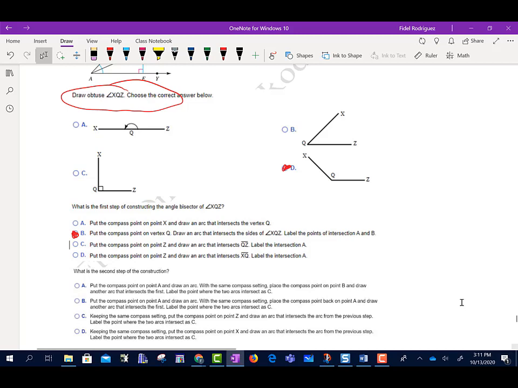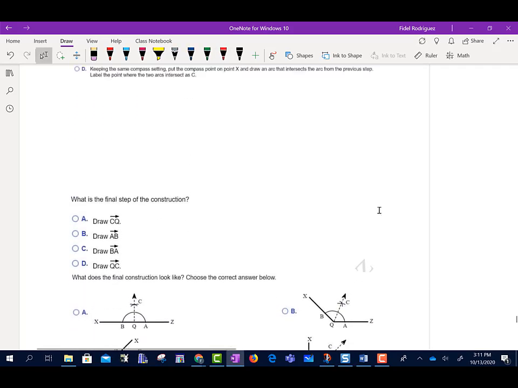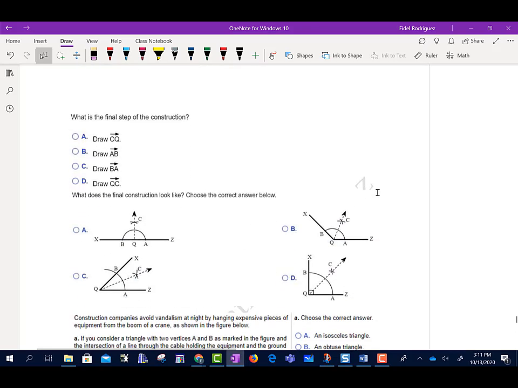The second step is we're now going to put the compass on point A and draw an arc. With the same compass setting, place the compass on point B and draw an arc that intersects the first. So for the next one, we're going to choose A. And so now we're going to draw the ray, QC, and this will be our angle bisector.